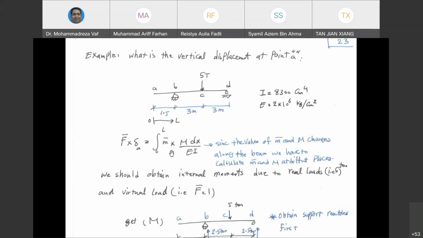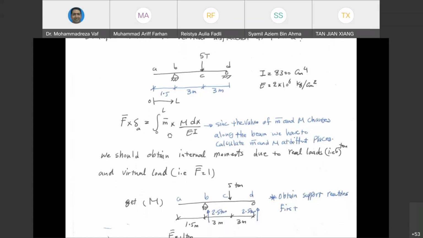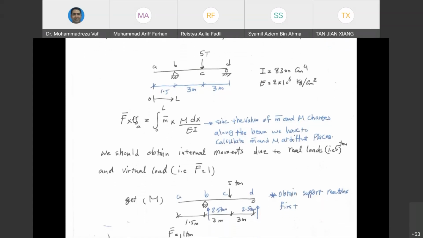Okay, our equation is this one. This is the one that we know. And we see that we have F bar multiplied by delta A. This is the deflection at point A, equals the integral from 0 to L of m bar m dx over EI. Okay, so we need to calculate m bar, we need to calculate m. EI is a constant value and has been given to us. So the only two parameters that we don't know are m bar and m. M bar, as we said, should be calculated based on the F bar, and m should be calculated based on this real force.